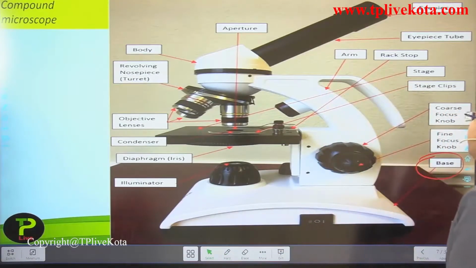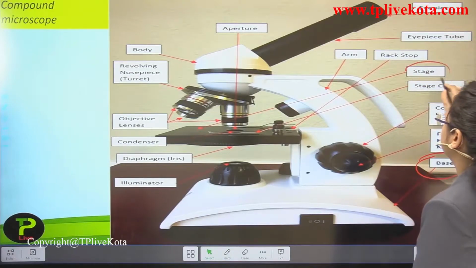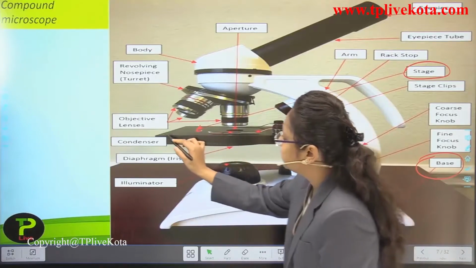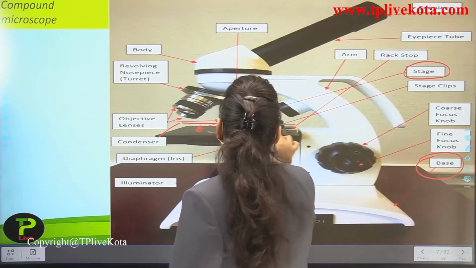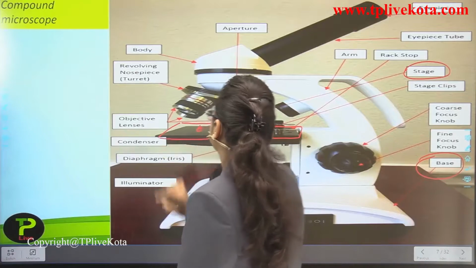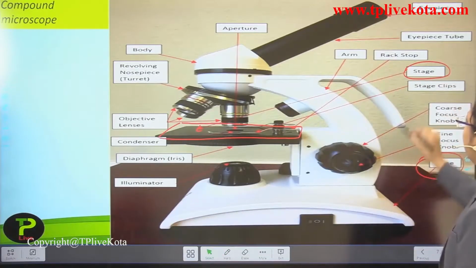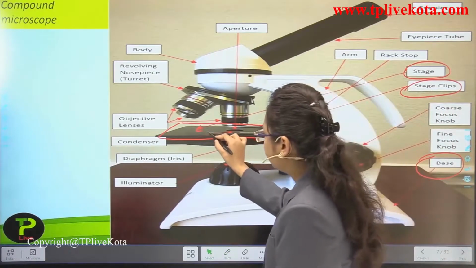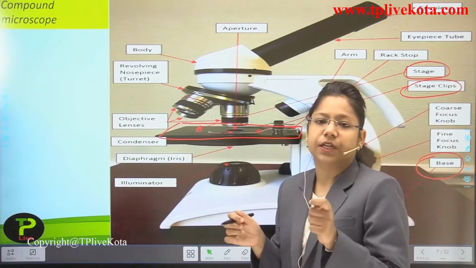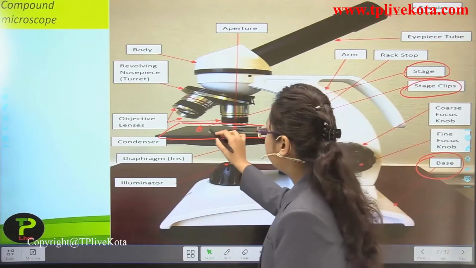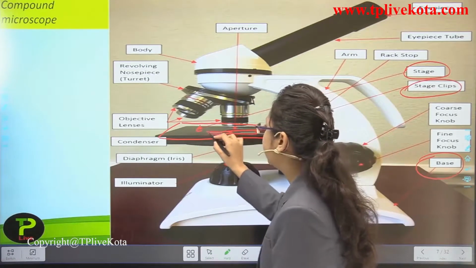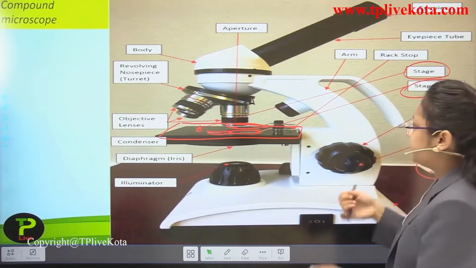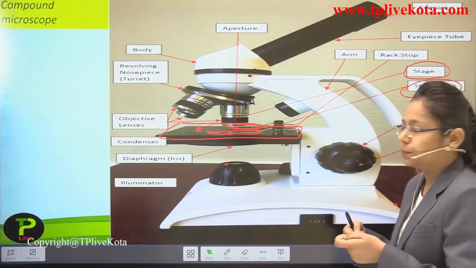Now next part is the stage part. The stage part is this. Okay, you can see it over here. This is the stage, this is the second part. Now third part is the stage clips. The stage clips are put over here. You can see here, these are the metallic clips which are used to fix the slide, which we have prepared for the observation of any kind of cell organelle or a cell. So these are the stage clips. These are of a metallic substance.